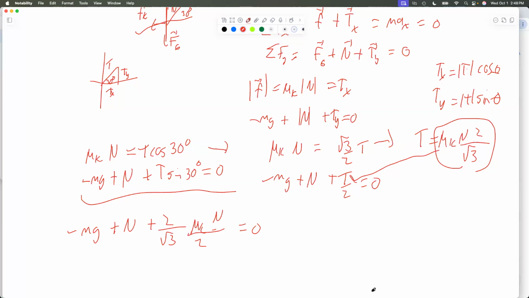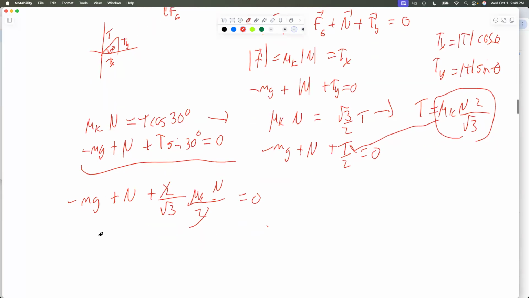Let's make sure I got everything. So I got a mu k into root 3. This 2 right there is right there. Those cancel out. Okay, so this says negative mg plus n plus mu k over root 3 n equals 0. Okay, so these are like terms. I could factor an n out of these two and move the mg to the other side.